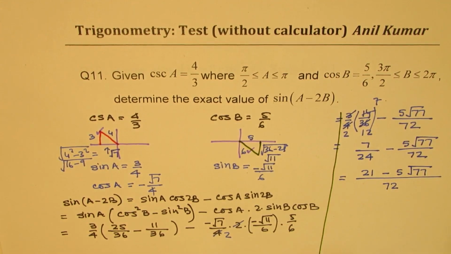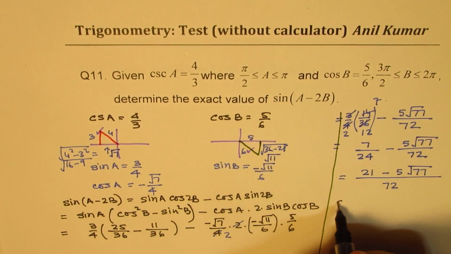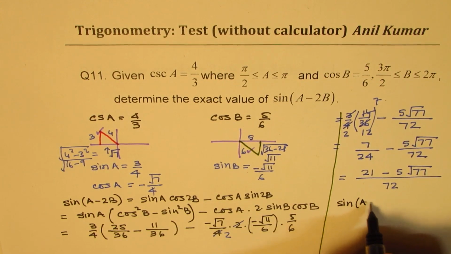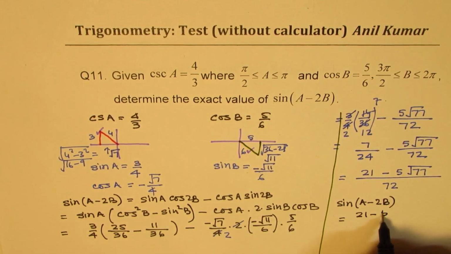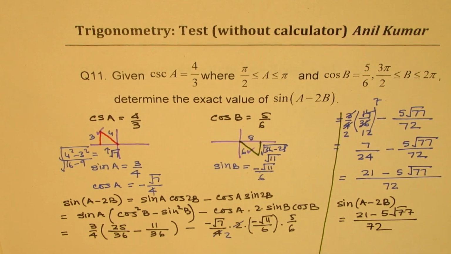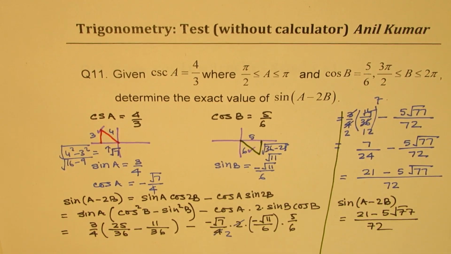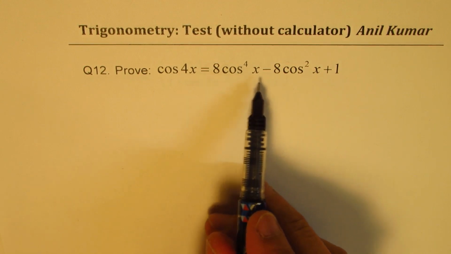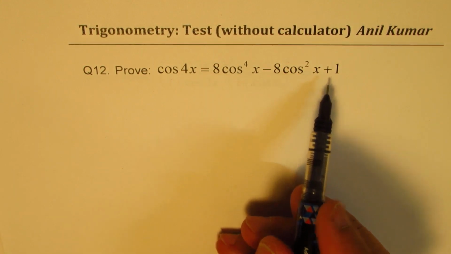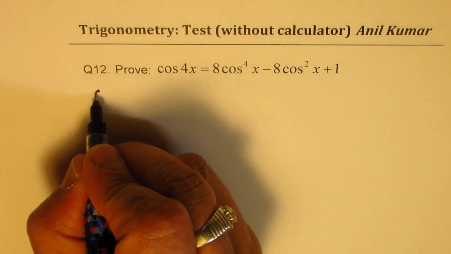Correct? So this particular expression, which is sine A minus 2b, should be equal to 21 minus 5 square root 77 over 72. Perfect. So that is how you could solve this particular question, right? Question number 12. Let's prove cos 4x equals 8 cos to the power of 4 x minus 8 cos square x plus 1. So let's begin with cos 4x.